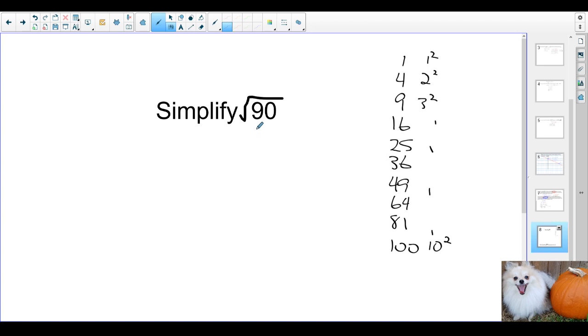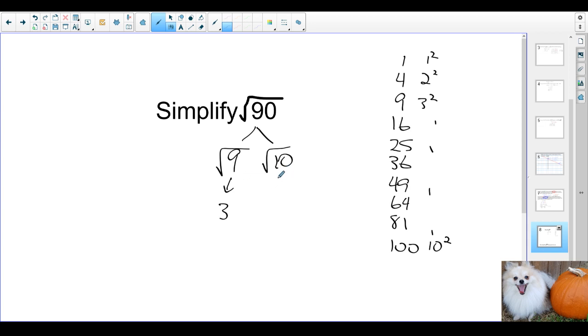You're smart kids. If I look at 90, which of these numbers is a factor of 90? 9. So we can say this is the square root of 9 times the square root of 10. And this is important because what is the square root of 9? 3. So we can simplify that square root.